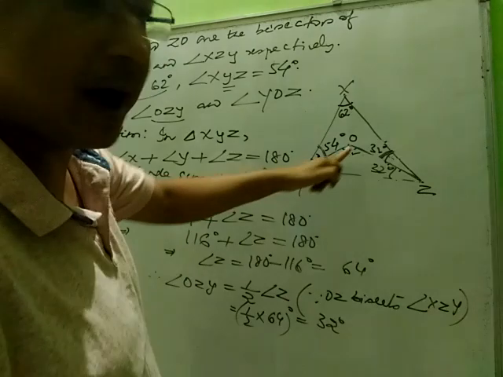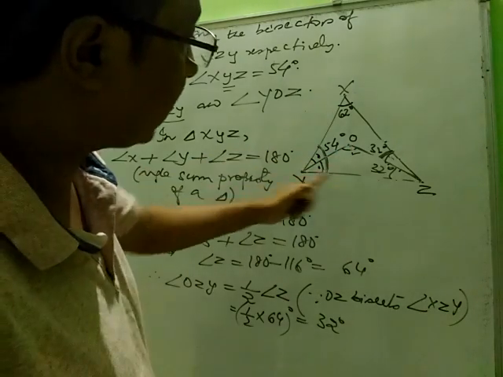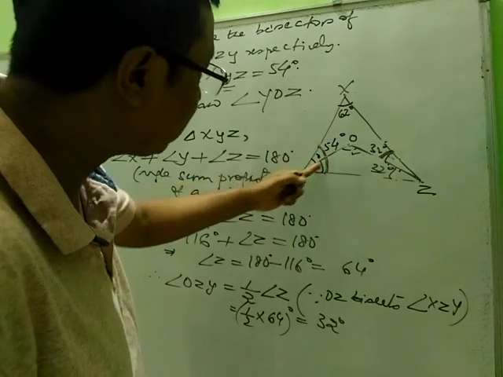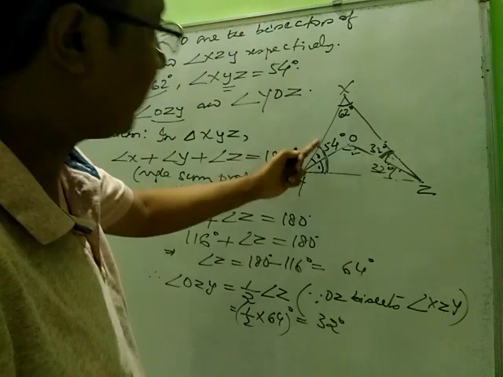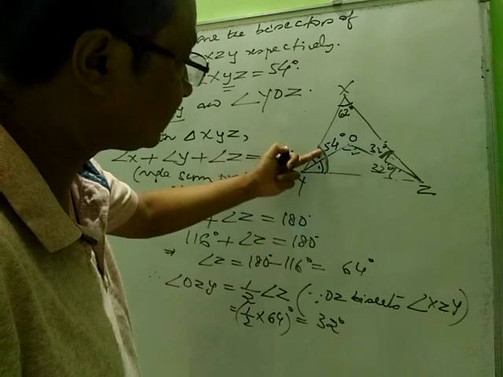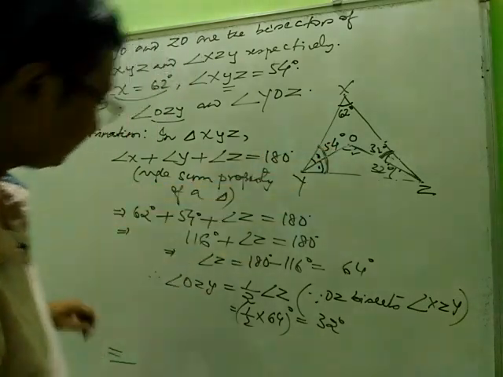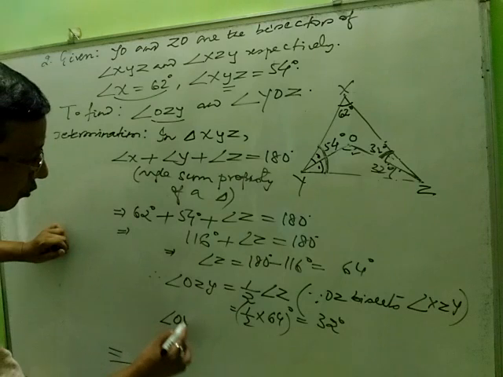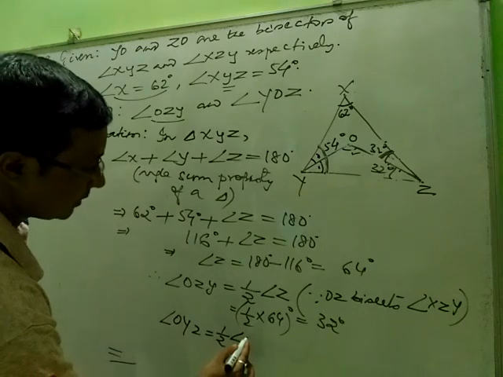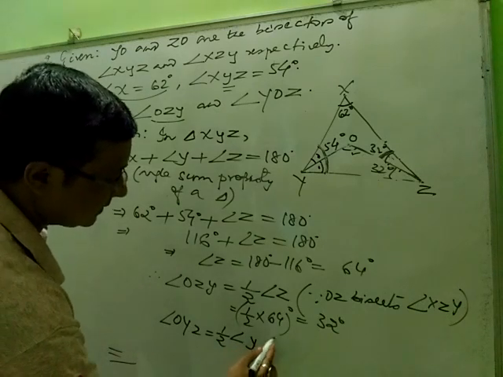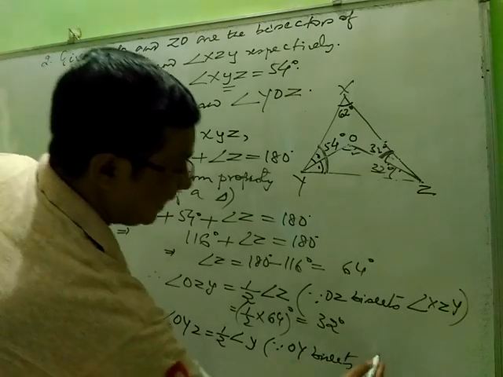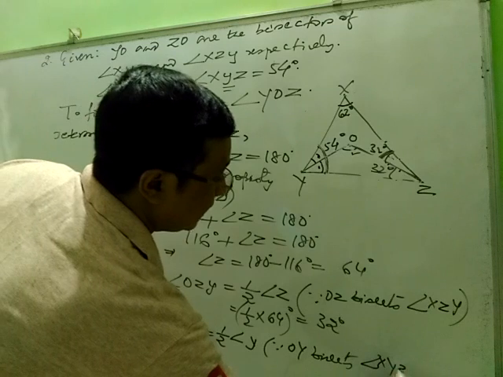Now, OY bisects angle XYZ, which means these two measurements will be equal, because the line OY is the bisector, dividing this angle Y into two equal halves. So it will be 27, 27. 27 plus 27 is 54. So again, angle OYZ is equal to half of angle Y, since OY bisects angle XYZ.